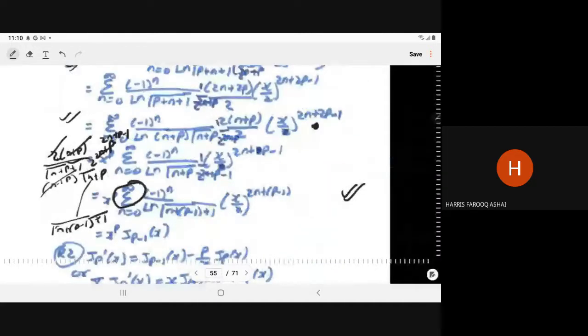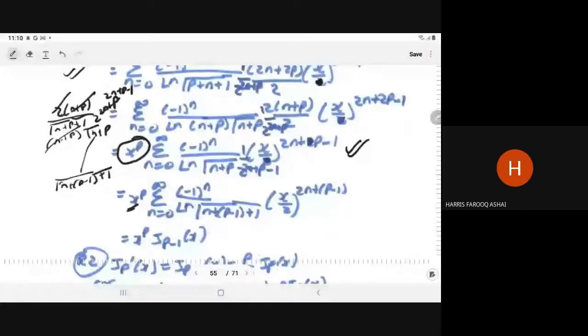So in this case we have x to power p, summation (-1) to power n upon factorial n gamma of n plus (p minus 1) plus 1, and (x/2) to power 2n plus p minus 1, and this is nothing but J_(p-1). Clear? Any doubt? Is it clear?